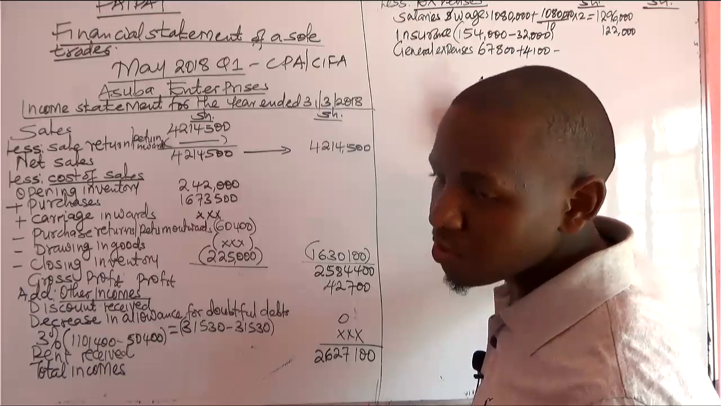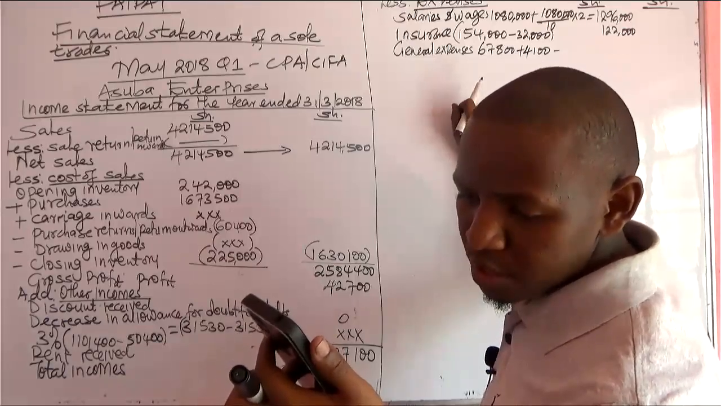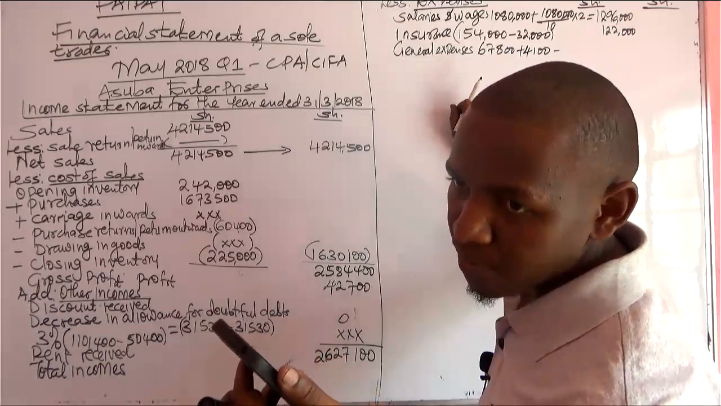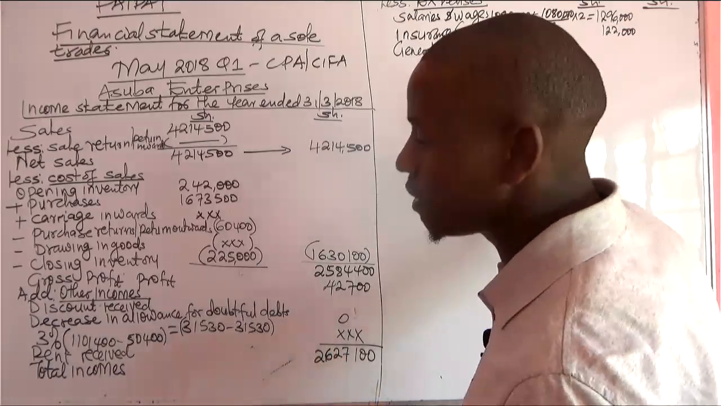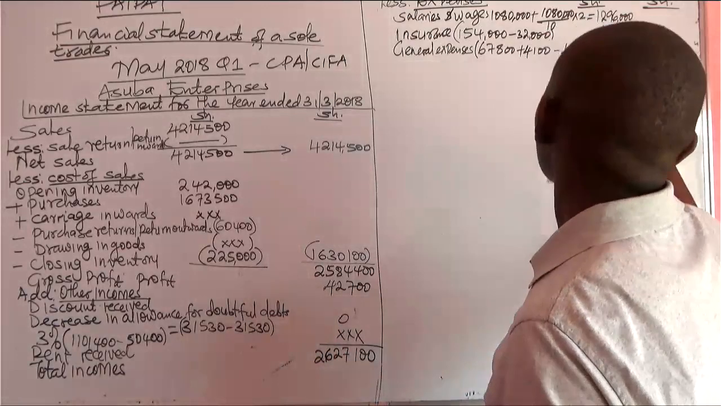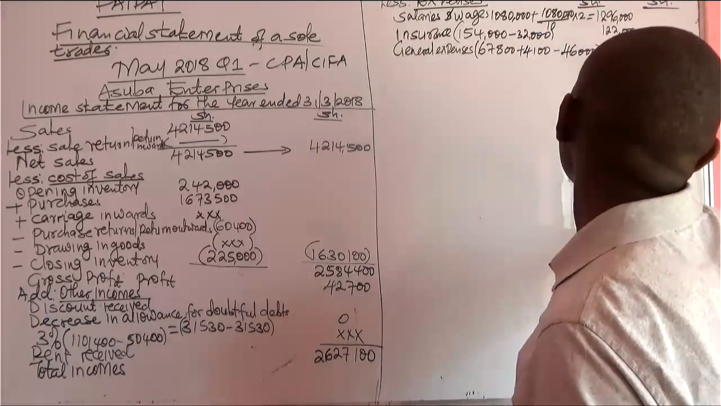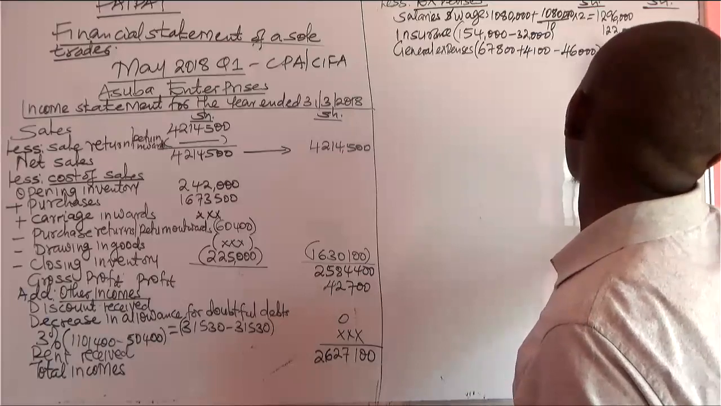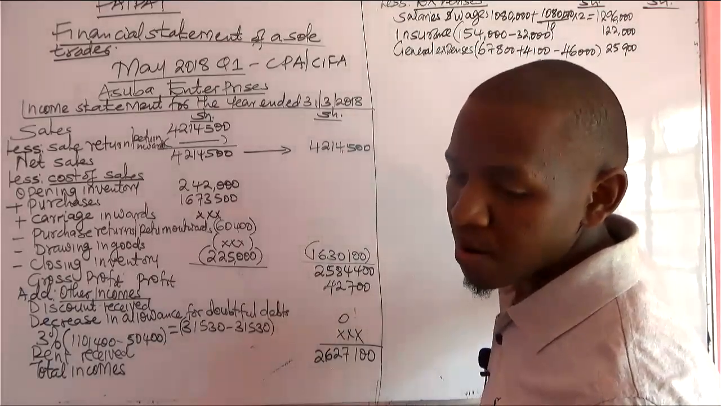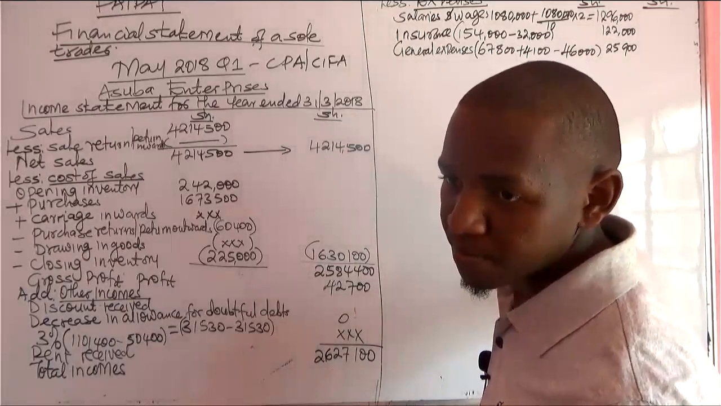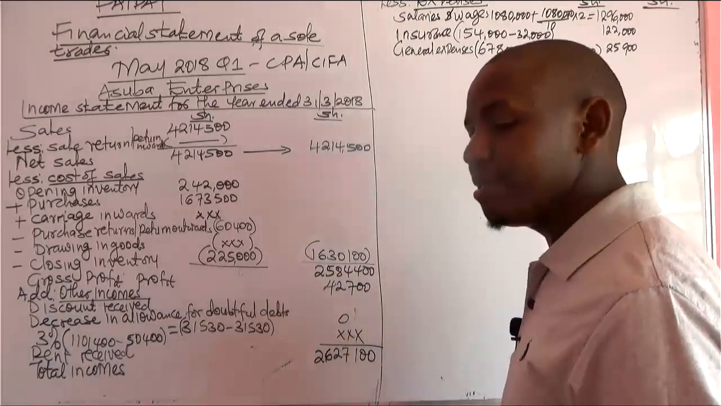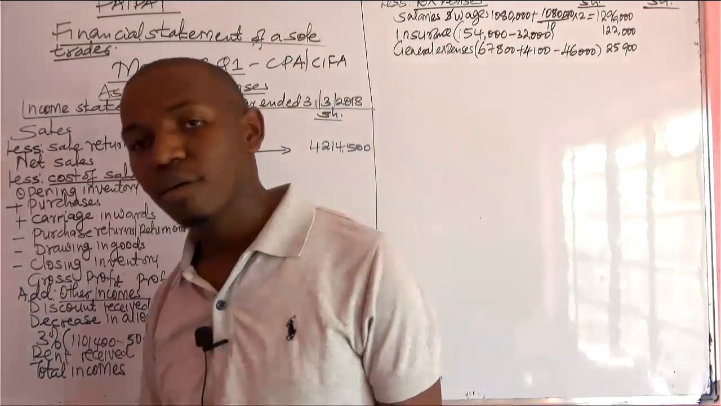Then on additional information number 3, 46,000 had been charged to general expenses for the owner's private holiday. We know that is not a general expense, so I have to less the 46,000. So this will be giving you 25,900.